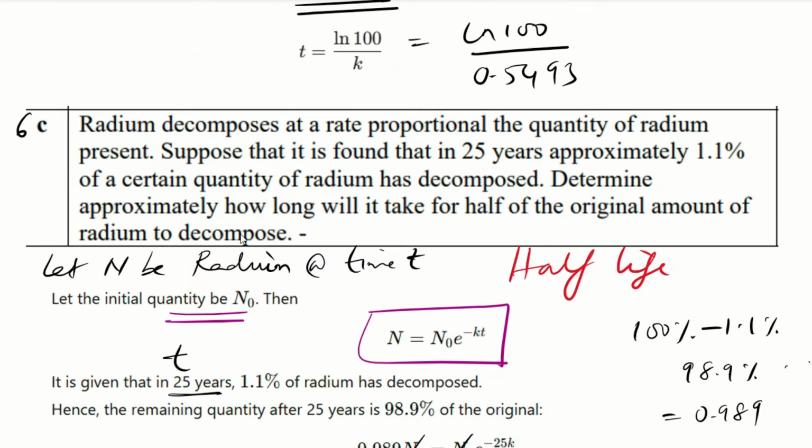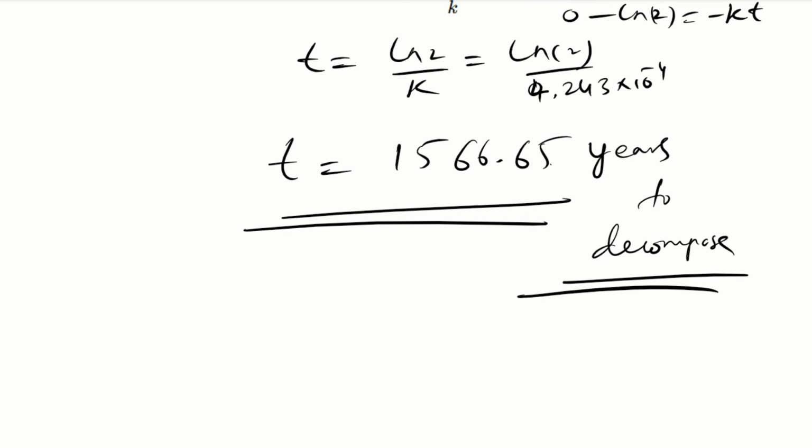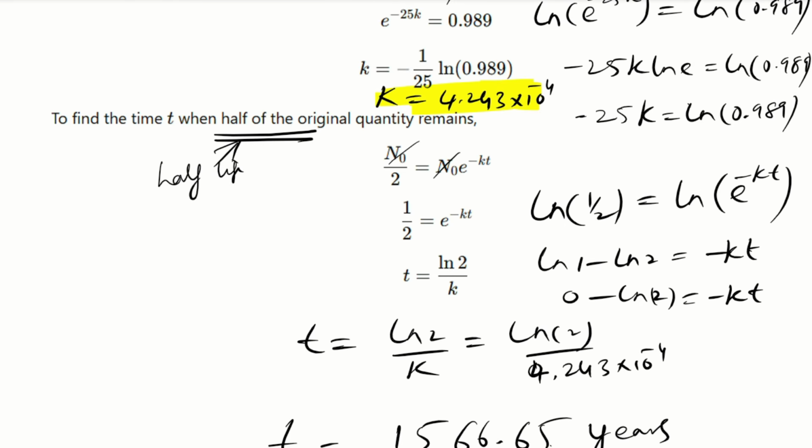So the question: determine approximately how long it will take for half of the original amount of radium to decompose. So it takes 1566.65 years to decompose. That's the final solution. This is how it is done. Okay.